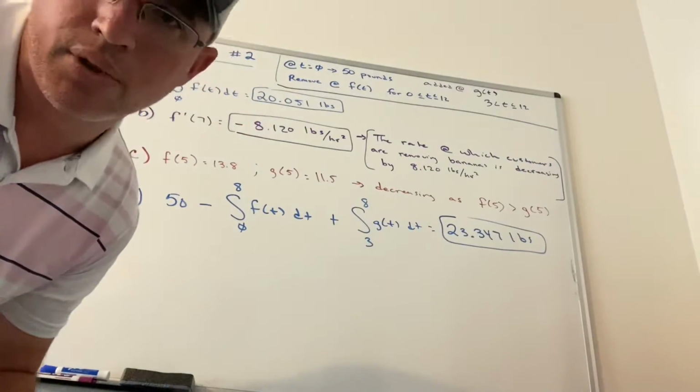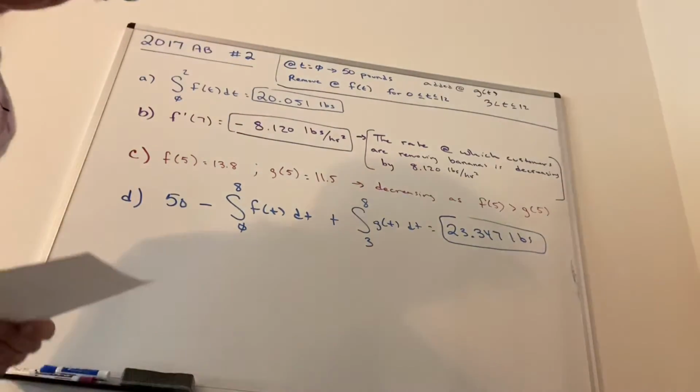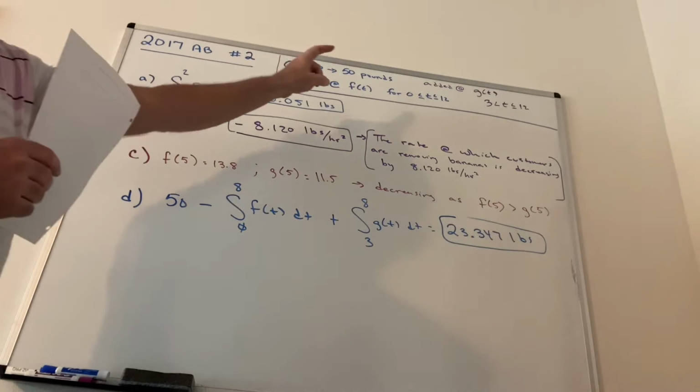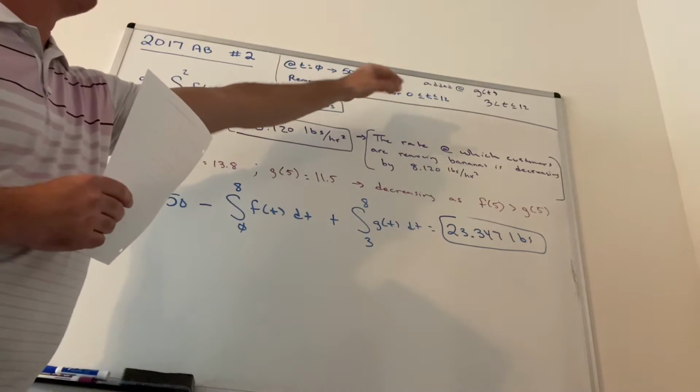All right, this is question number 2 from the 2017 AB exam. And this is a pretty standard rates question. The grocery store opens, it has 50 pounds of bananas at time 0 when it opens. And then customers remove the bananas at a rate modeled by f of t, and that's between 0 and 12.